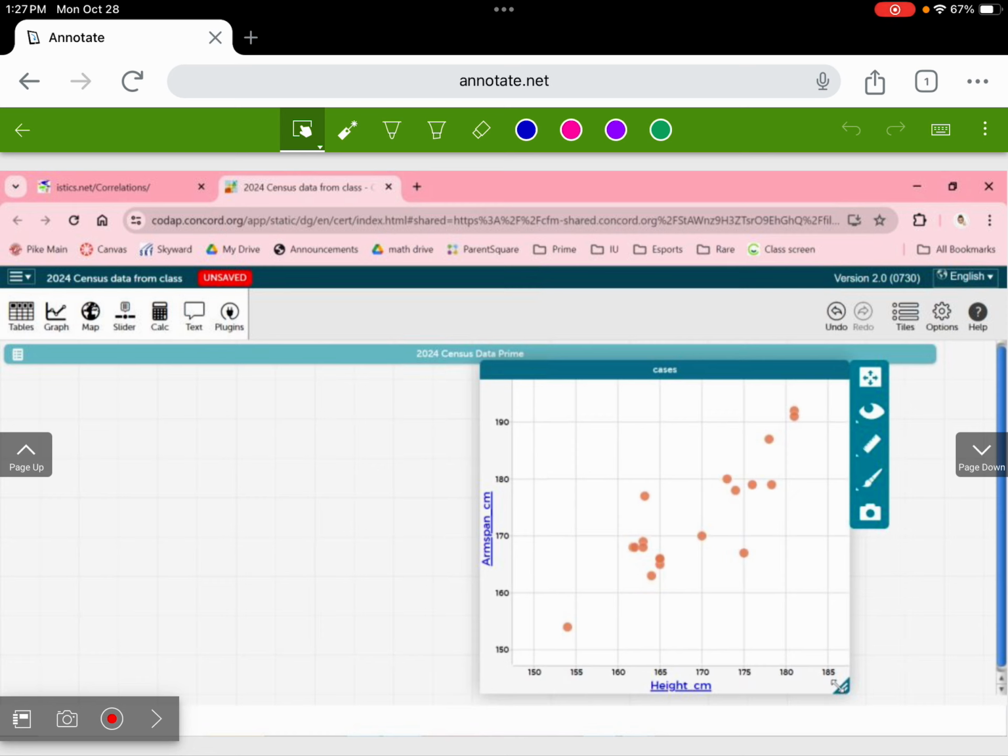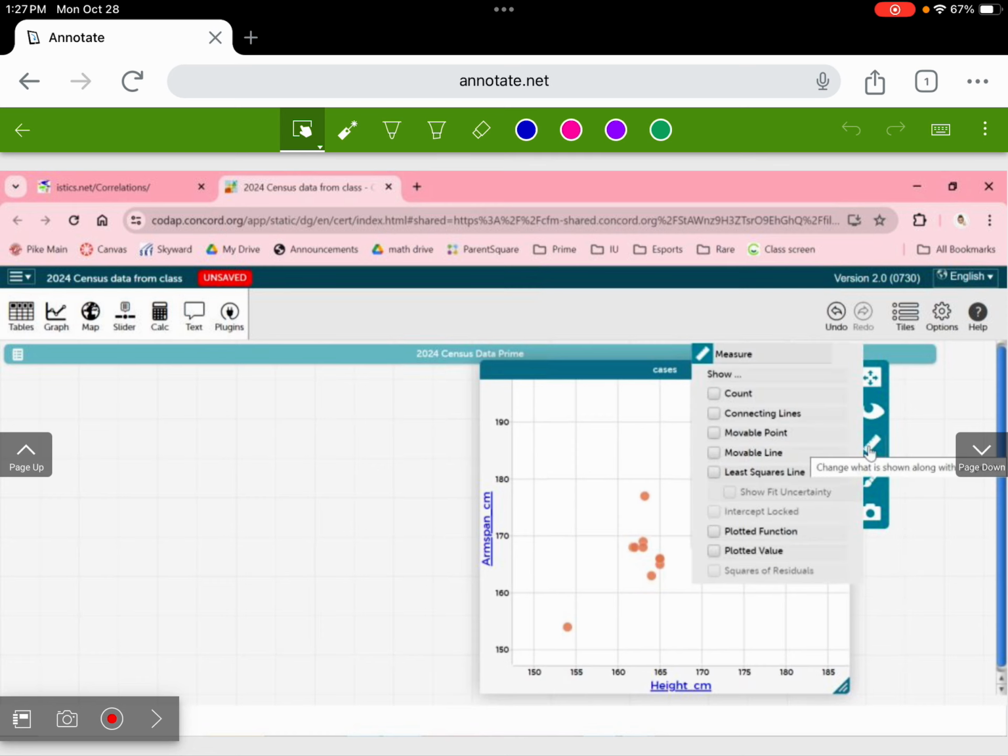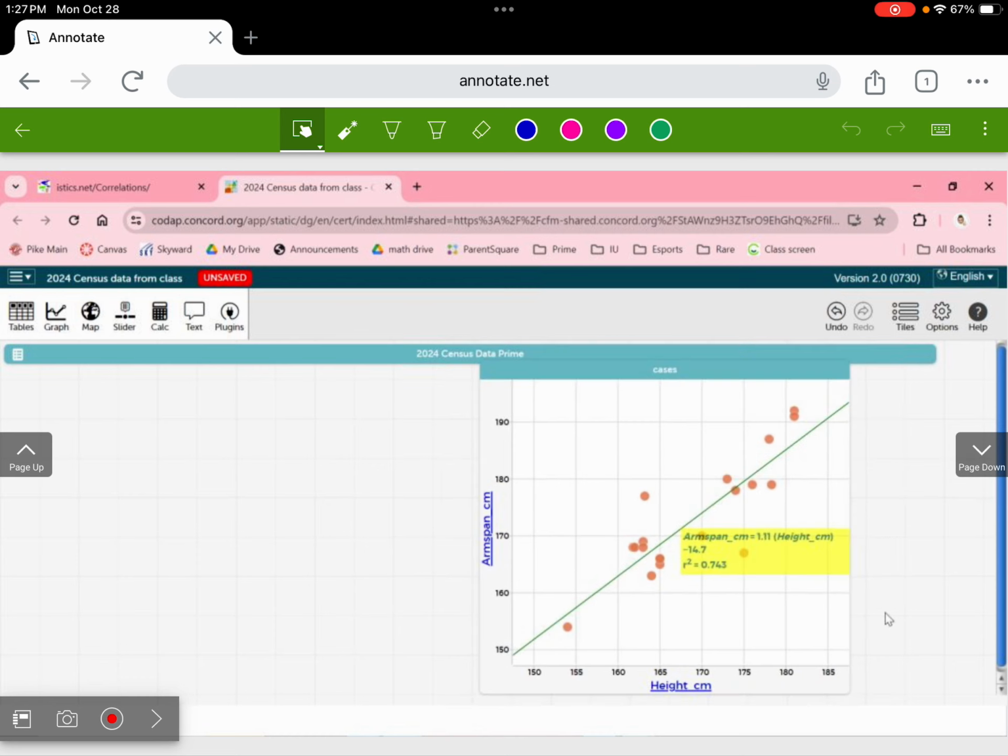To get to our line of best fit, click on the ruler, and it's actually called our least squares line. That calculates our actual least squares line, which is our line of best fit. This is the bestest of best fits. And since we all have the same data, we should have the same equation, because we don't have different data sets.